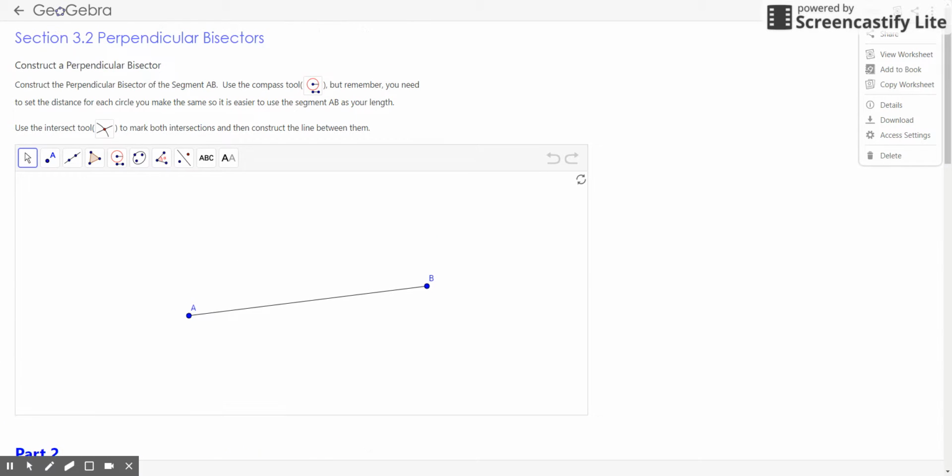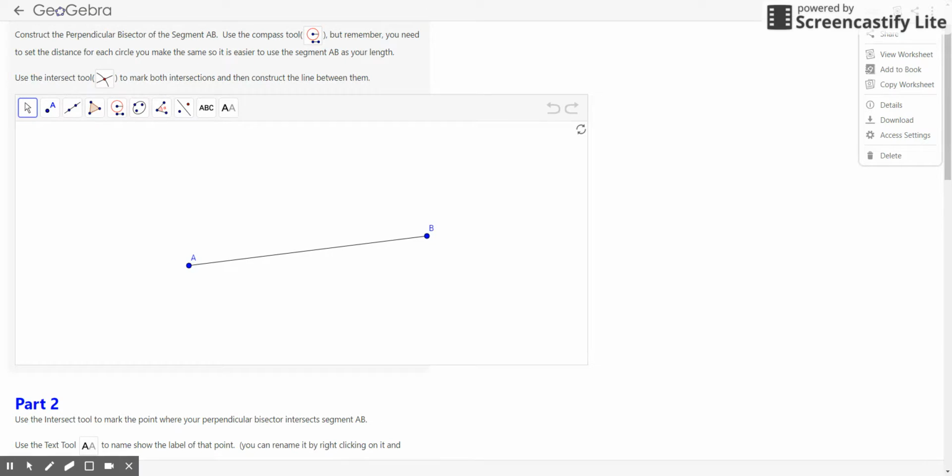Okay, so this is the solutions to the homework for section 3.2. We're doing perpendicular bisectors today. So in this one we have segment AB, and we're going to create a perpendicular bisector.